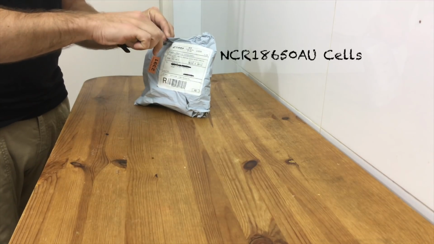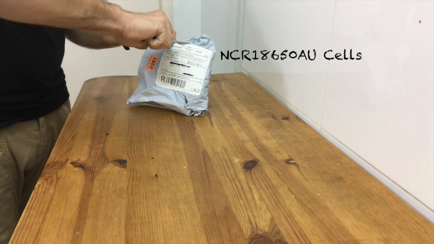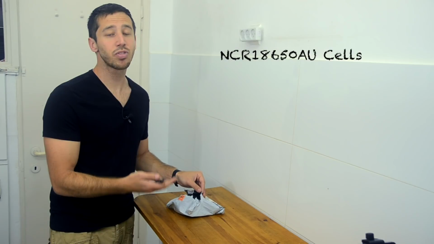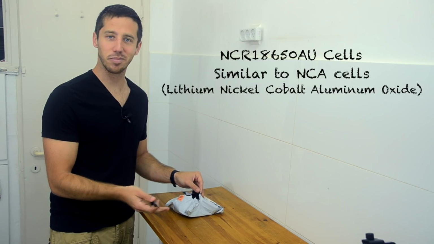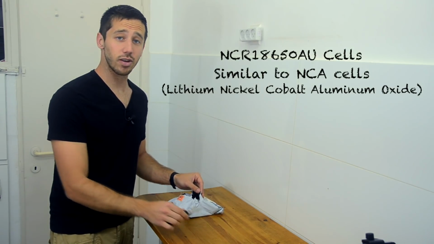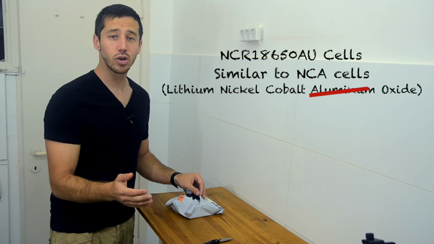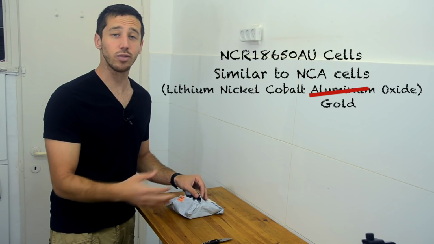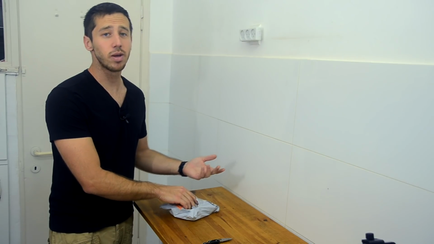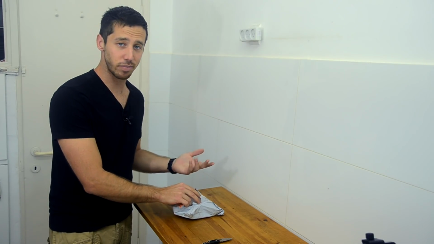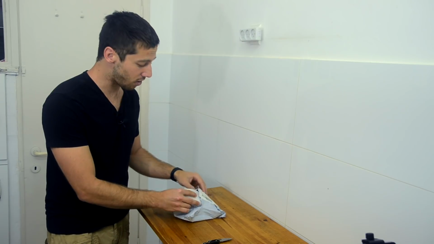Now these are NCR18650AU cells. They're similar to the NCA technology, which is lithium, nickel, cobalt, aluminum oxide, if I'm not mistaken. The difference in these cells is that they replace the aluminum with pure elemental gold and a few other trace elements. And that's what allows these cells to have such higher performance, because as you know, gold is a highly conductive metal. It's one of the best conductors that there are.